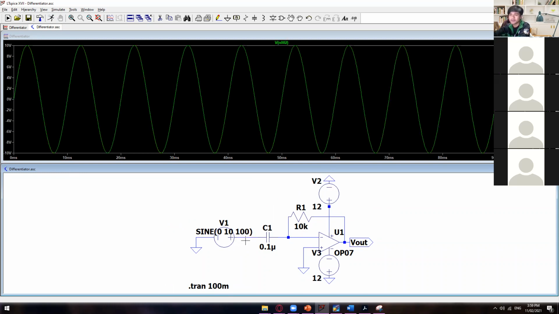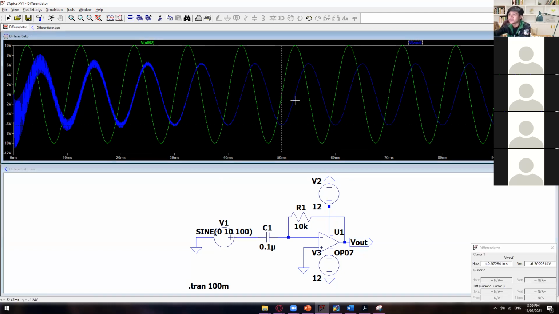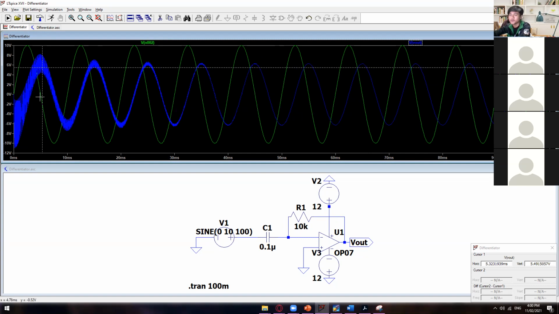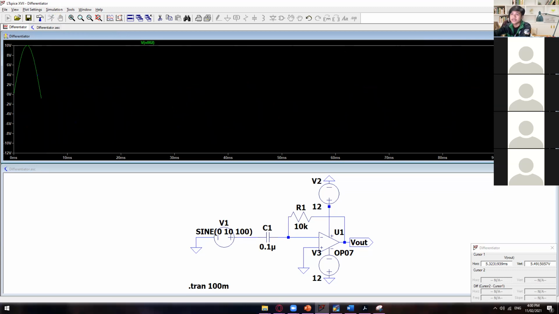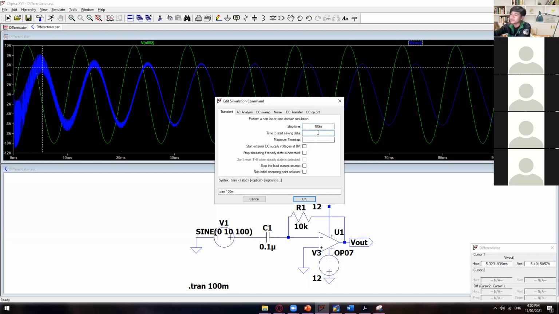So we have the input peak to peak 10 volts, and then if you're going to click the output, you will get this one. Okay, so it's like a fast-paced output. So as you can see right here, we have a very fast-paced output, -4 to -1, -2 to 1, and so on and so forth. So to fix this one, go to the simulation. Oops. Edit the simulation, and then you have to set here the time to start saving data into 50 milliseconds.